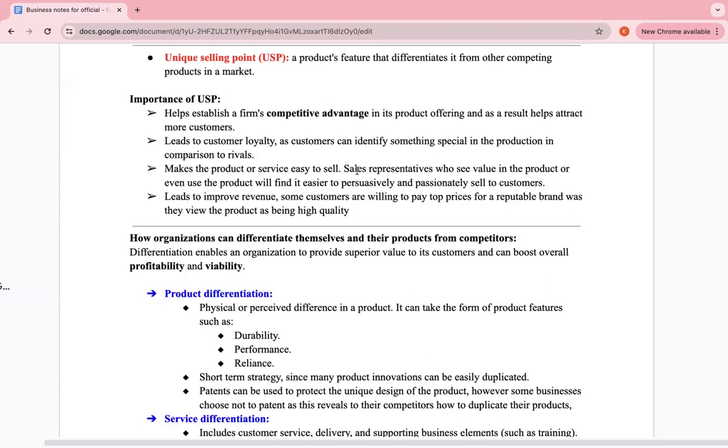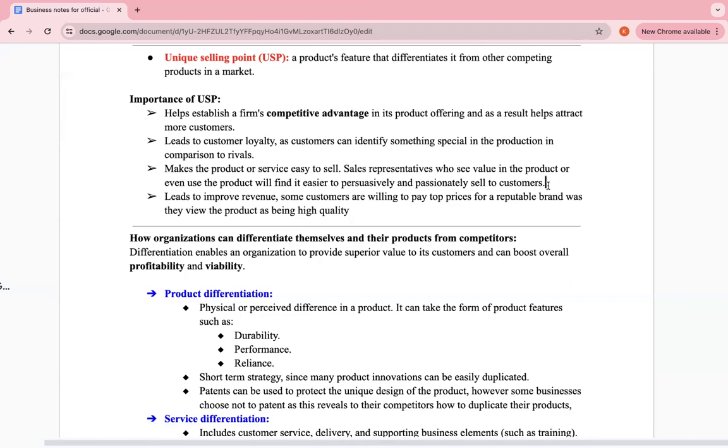And once these customers go towards the firm, they're going to become more loyal towards it. So this is going to increase sales revenue and thus profitability in the long run. So again, if you join my courses, you're going to be able to answer these questions in that way. So it leads to customer loyalty, as customers can identify something special in the product in comparison to rivals. It makes the product or service really easy to sell. So they don't have to invest more in marketing, and they don't have to tell the customer why they should buy. The customer already knows.